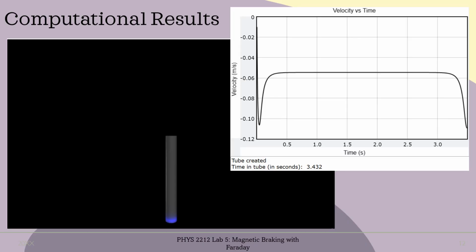So here's the magnetic dipole, our bar magnet, falling through the aluminum tube, and right next to it is the velocity versus time chart, and you can see that it took 3.432 seconds for the magnet to fall down the tube, which is very similar to our observational model.